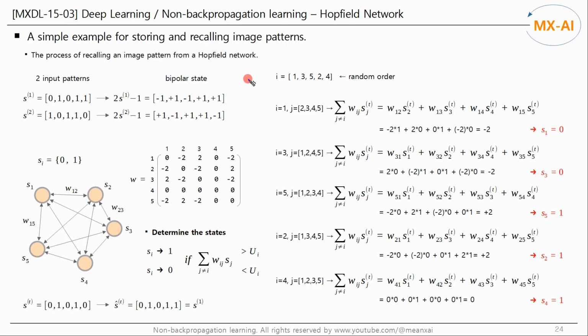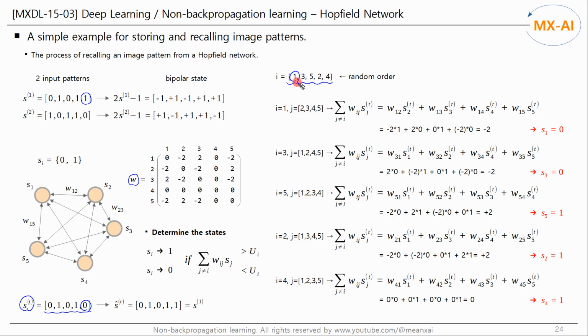Next, let's look at the process of retrieving image patterns from a Hopfield network. Let's update each state of the test pattern ST using the weight matrix of this network. This test pattern is a partial pattern where the last state of the first input pattern is corrupted. Let's update the state of each neuron in this random order.